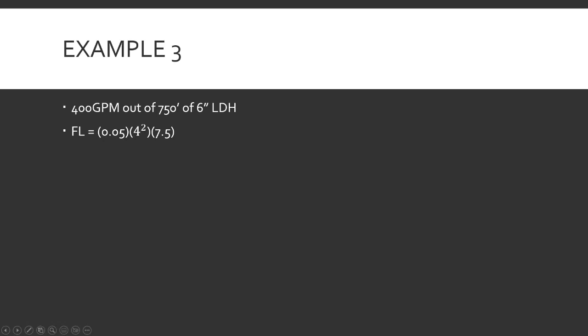The math should look like this. 0.05 for friction loss coefficient, because 6-inch doesn't have a lot of friction loss to it. Our gallons per minute are hundreds of gallons a minute squared, so 4 squared, times our length in hundreds of feet, so 7.5. Get your Q squared, should give you 6 psi. Seems really low, but again, 6-inch LDH really doesn't have a whole lot of friction loss to it.